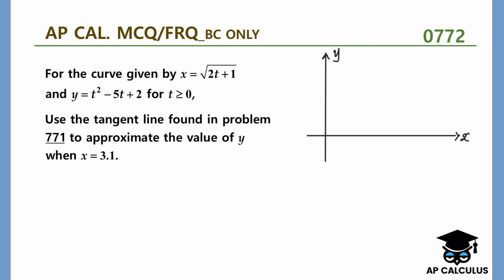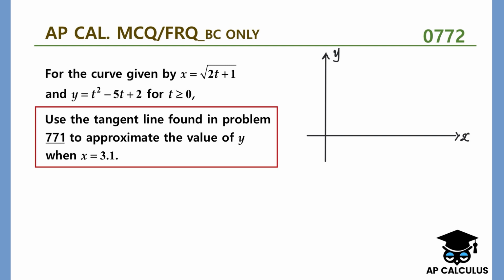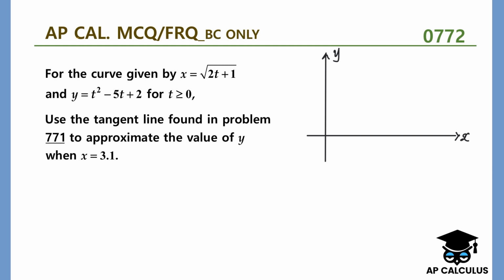Question 772. Use the tangent line found in problem 771 to approximate the value of y when x equals 3.1. The equation of the tangent line from question 771 was y plus 2 equals 9 times x minus 3. This was the tangent line at t equals 4, and we're going to use this equation to approximate the value of y when x is 3.1.